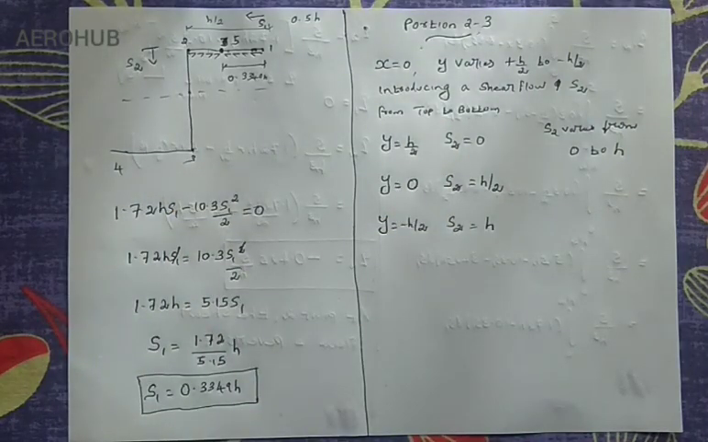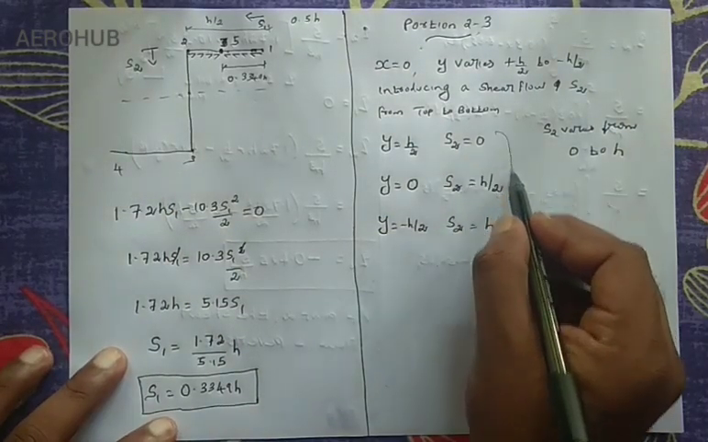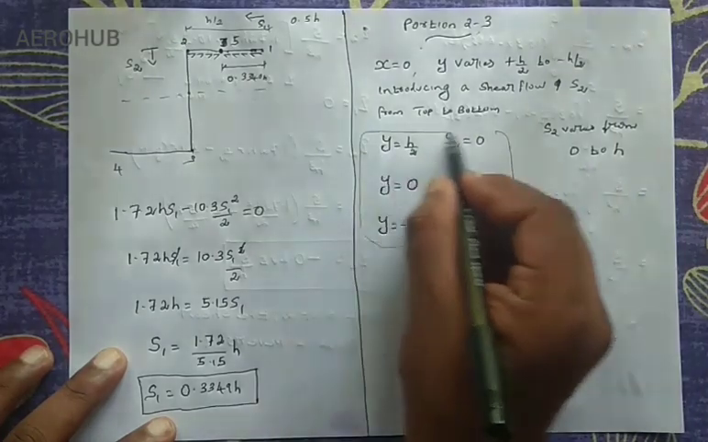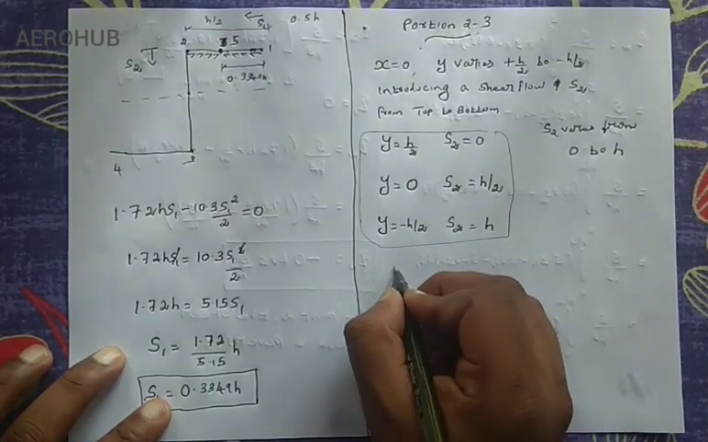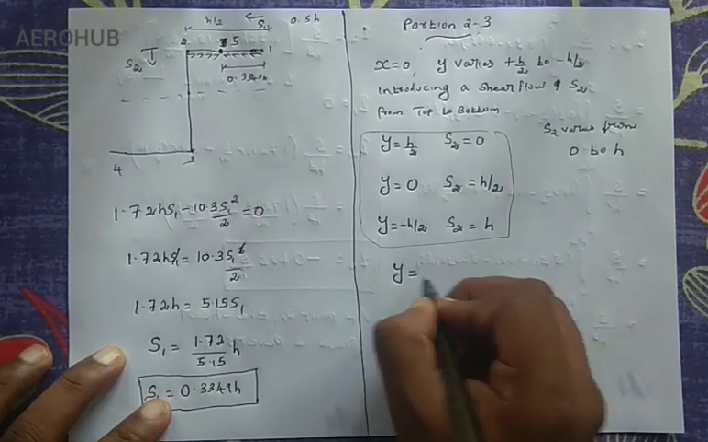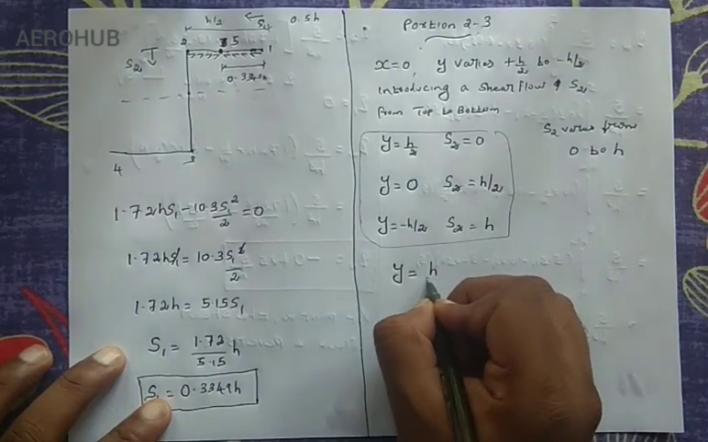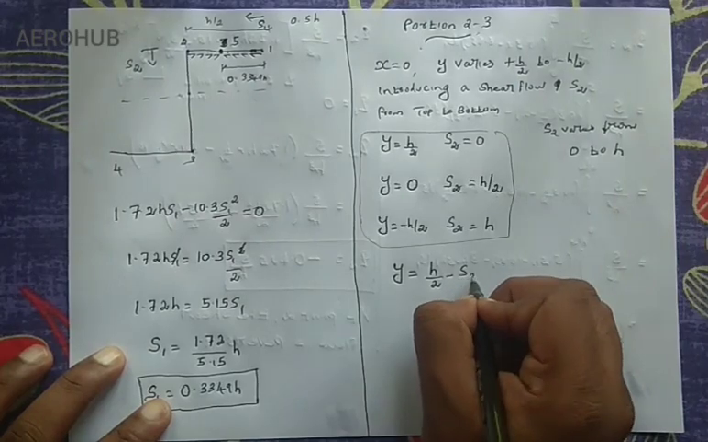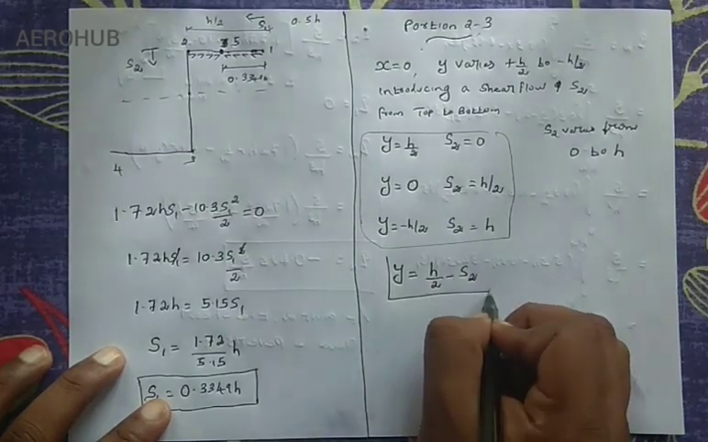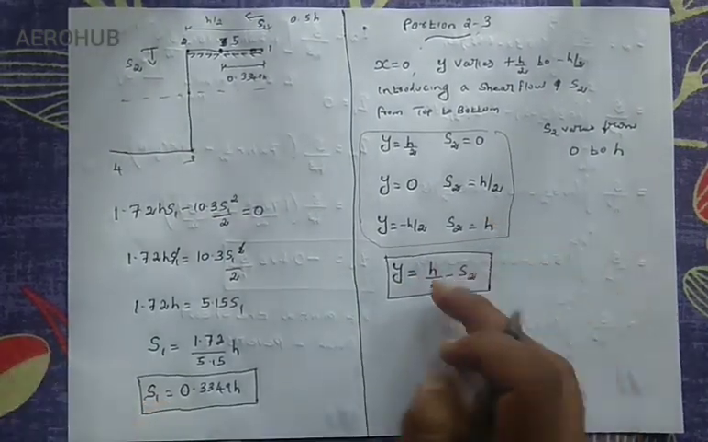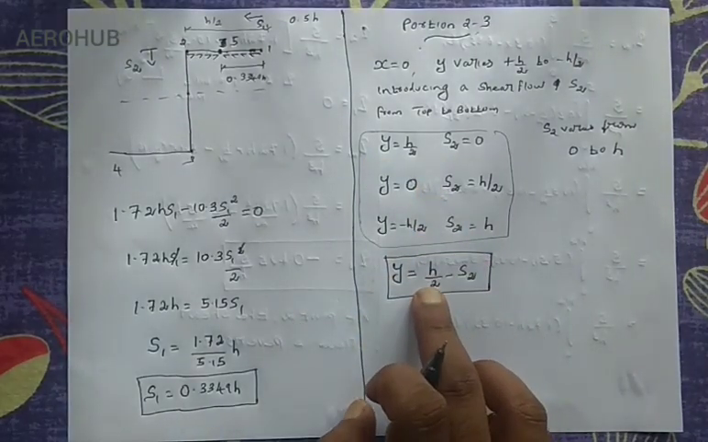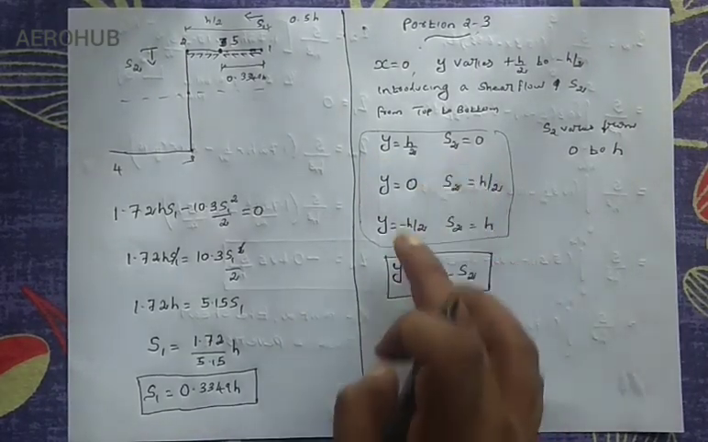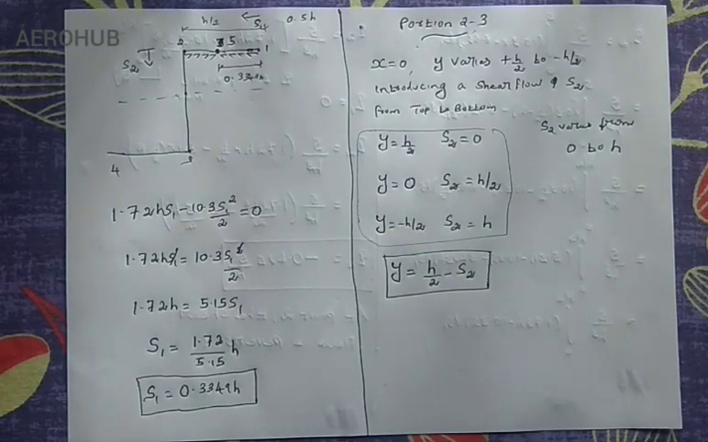Now, from these conditions, we have to find out the value for Y. So Y will be equal to H by 2 minus S2. Just check out this condition with each and every case. For example, for this case, Y is equal to H by 2. So H by 2 minus S2, S2 is 0 here, so it will be H by 2. Similarly, that satisfies the other conditions.